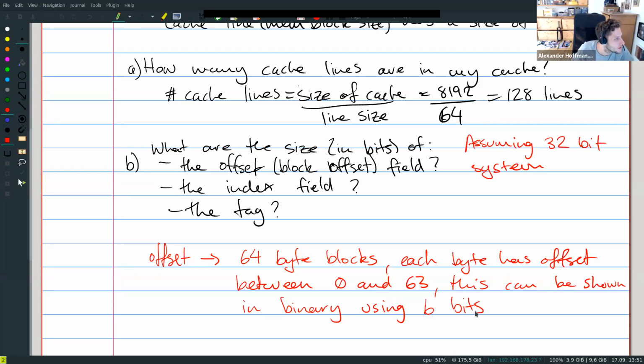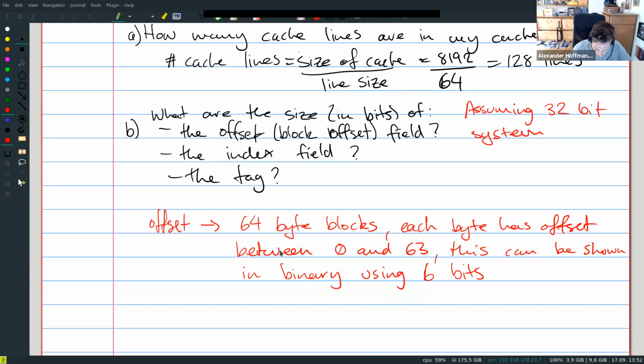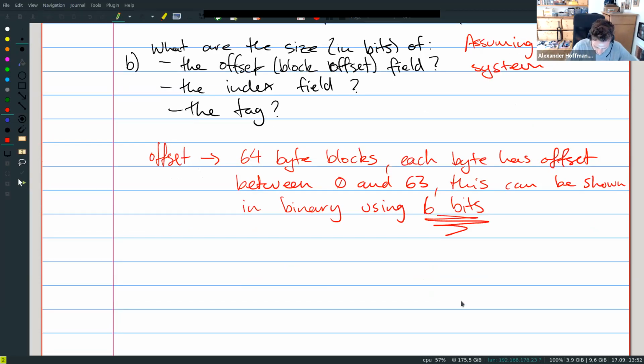So what did you have? Index 6. I think you just had it around the wrong way. So 6 bits to represent 0 to 64. 1, 2, 4, 8, 16, 32. Yeah, 6 bits, exactly. So we have 6 bits to represent the offset, because we have 64 bytes. So therefore, 6 bits is the answer to the size of the offset.